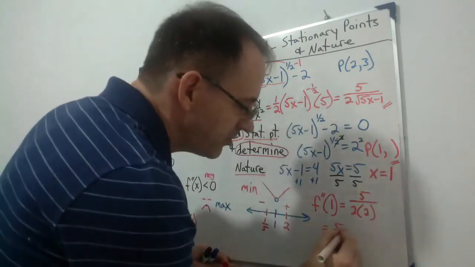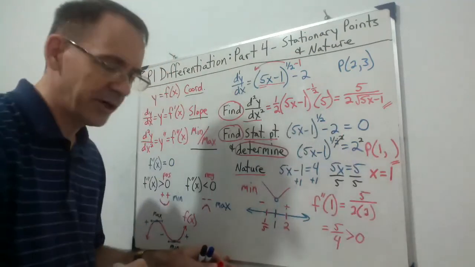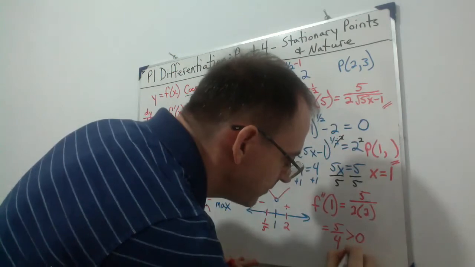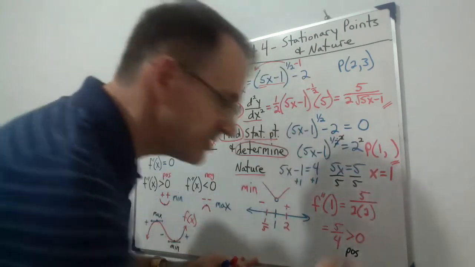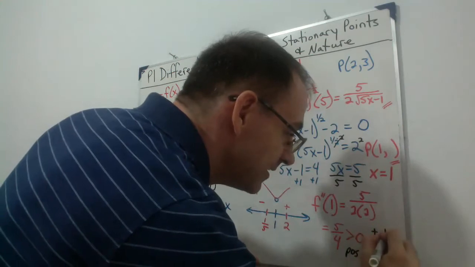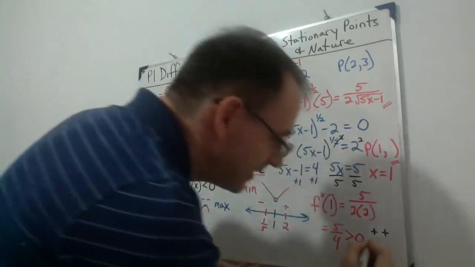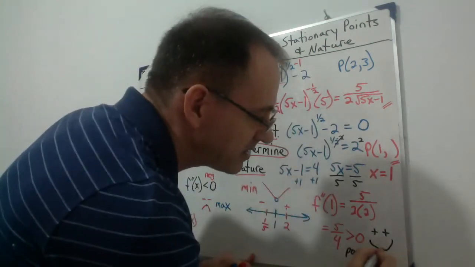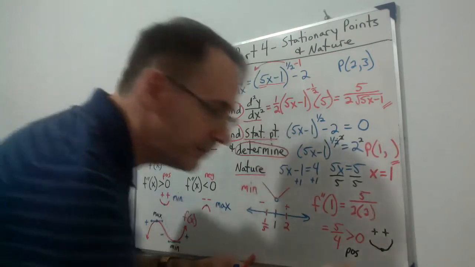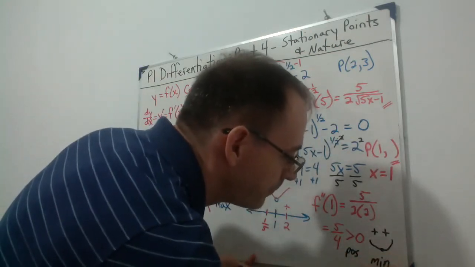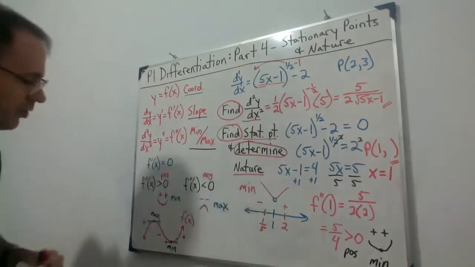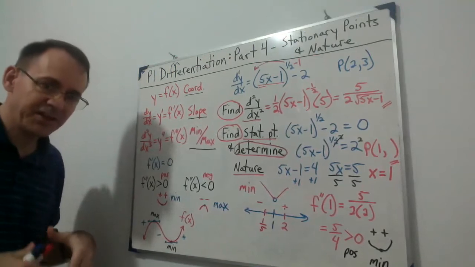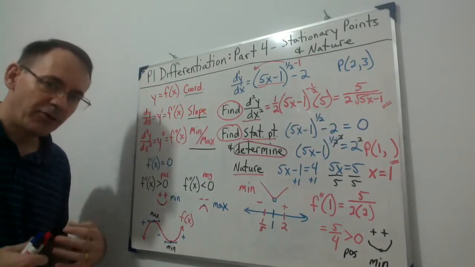So if our second derivative is greater than 0, meaning it's positive, then we make a smiley face. Positive, the eyes are wide open, and it's a smiley face. And if it's a smiley face, it means the stationary point is at the bottom. It's a minimum. Okay?